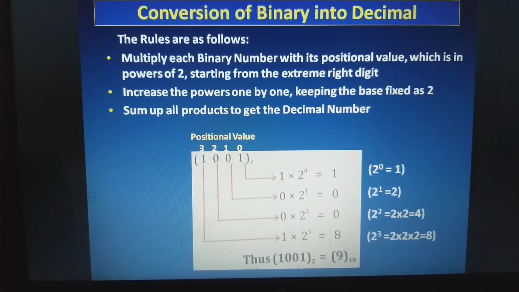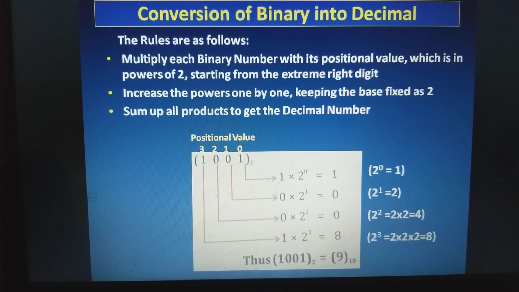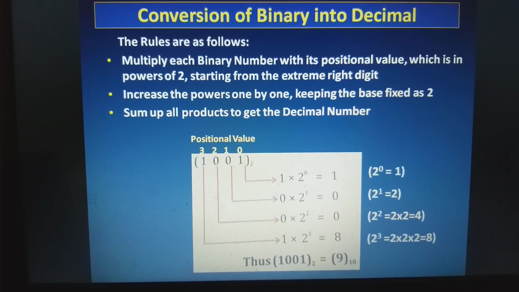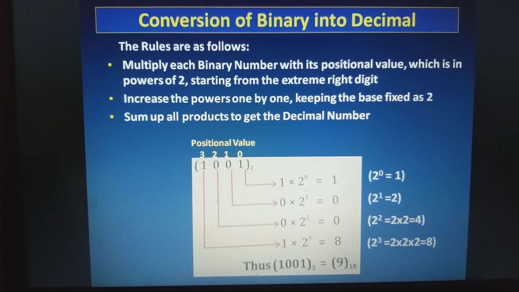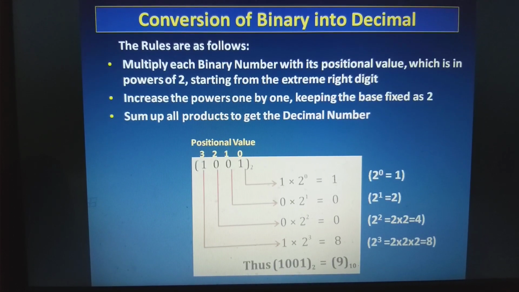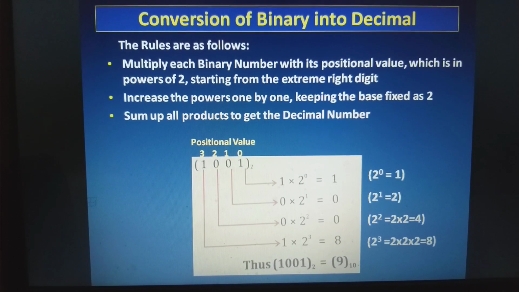Now we have to add up the products of all the numbers to get the decimal number. That is 1 plus 0 plus 0 plus 8 equal to 9. So the binary number 1 0 0 1 with base 2 equal to decimal 9.